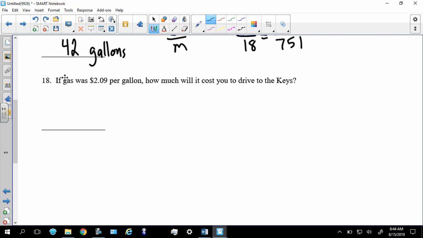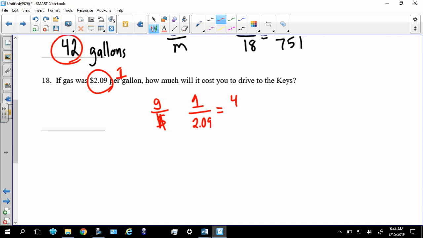Now, if gas was $2.09 per gallon, how much would it cost? The easiest way to do this is to take 42 times 2.09. If you wanted to do a proportion, it says 2.09 per gallon, which is 1. So gallons over cost, 1 over 2.09 is equal to 42 gallons over X. Cross multiply, and you get $87.78.